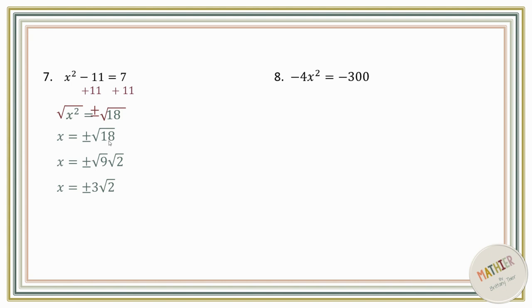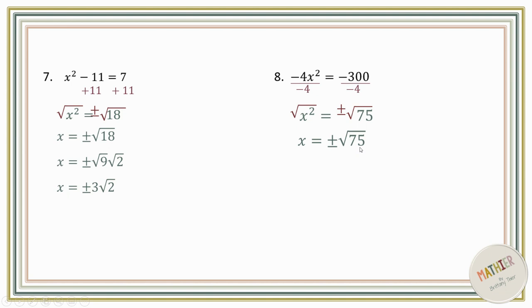For number 8, the first thing we need to do to isolate x squared is divide both sides by -4. And then to get rid of that square power, we take the square root of both sides. When we take the square root of both sides, we have to remember the plus or minus. So on the left-hand side, square power and square root will cancel each other out. On the right-hand side, we get plus or minus the square root of 75.